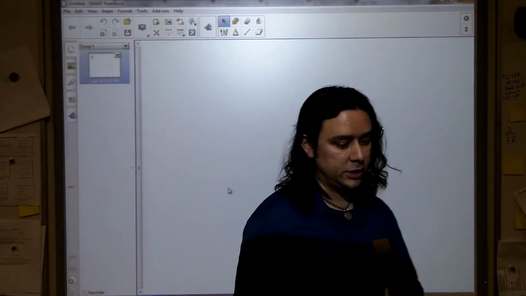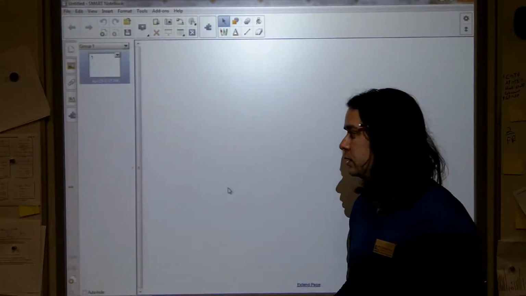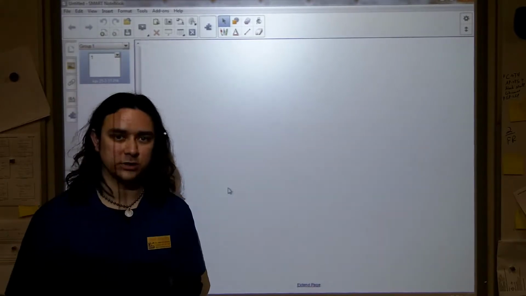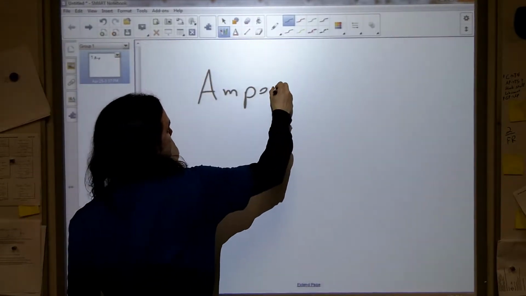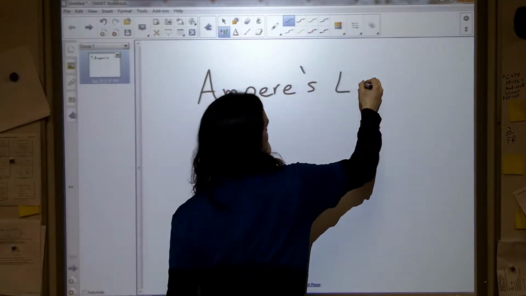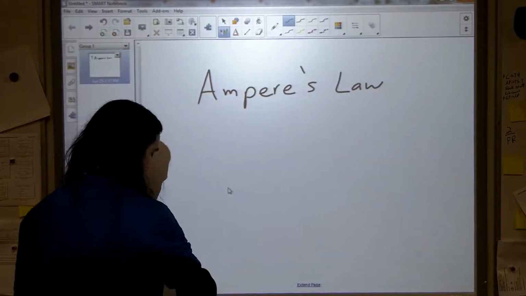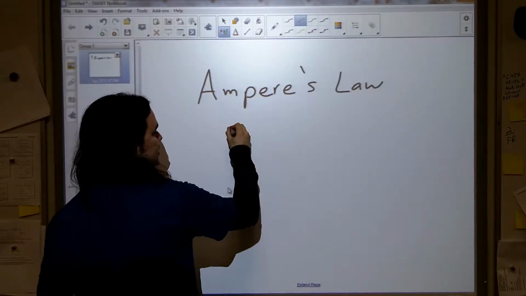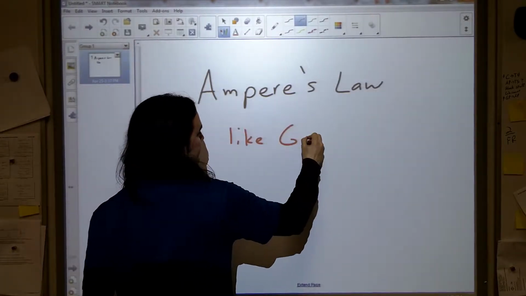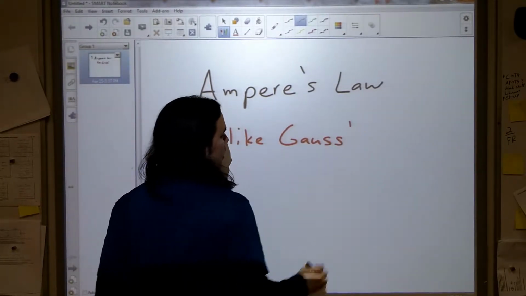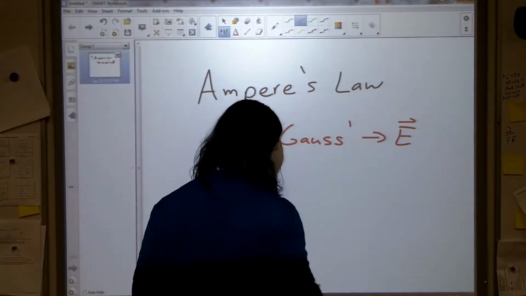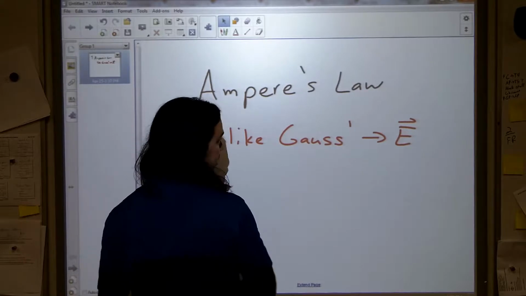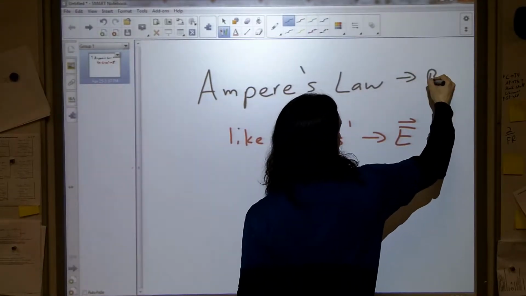Okay, so today we're going to take a look at the magnetic equivalent of Gauss's law. It's called Ampere's Law. It functions in many ways like Gauss's law, except Gauss's law is for electric fields, and Ampere's law is for magnetic fields.